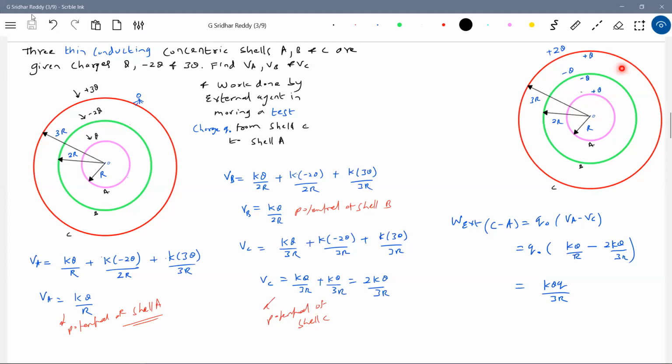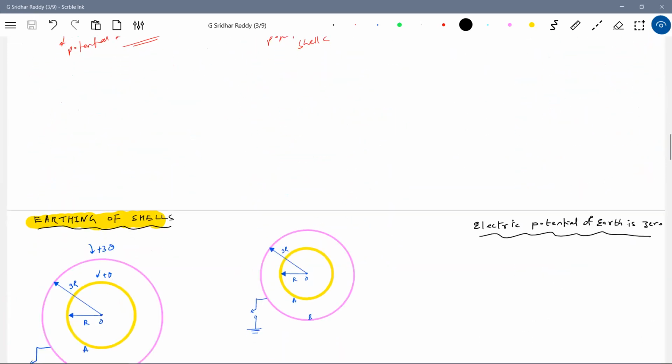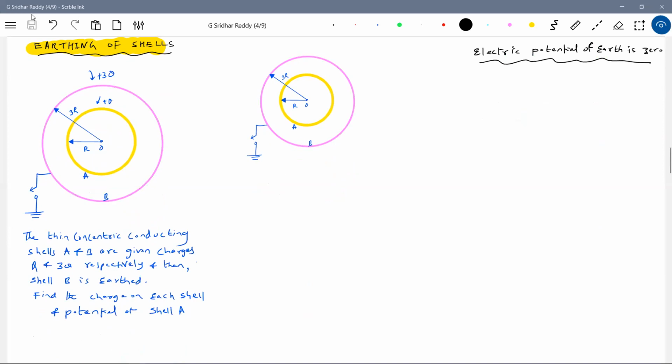Actually, when electrostatic induction occurs, looking at this diagram, we should calculate. This will become more time consuming, so we are avoiding it. No, the electric potential of Earth is 0. Then what is this? This is a conducting wire, a conducting switch.